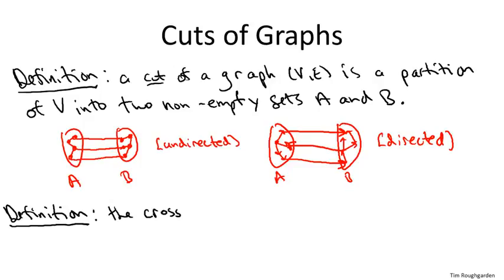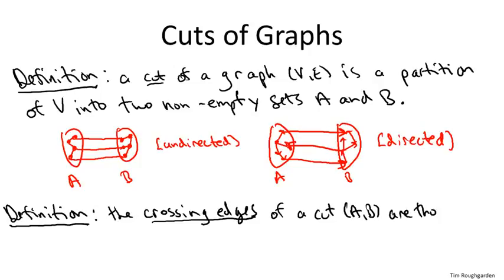Usually when we talk about cuts, we're going to be concerned with how many edges cross a given cut. And by that I mean the following. The crossing edges of a cut AB are those that satisfy the following property. So in the undirected case, it's exactly what you'd think it would be. One of the endpoints is in A, the other endpoint is in B. That's what it means to cross the cut.